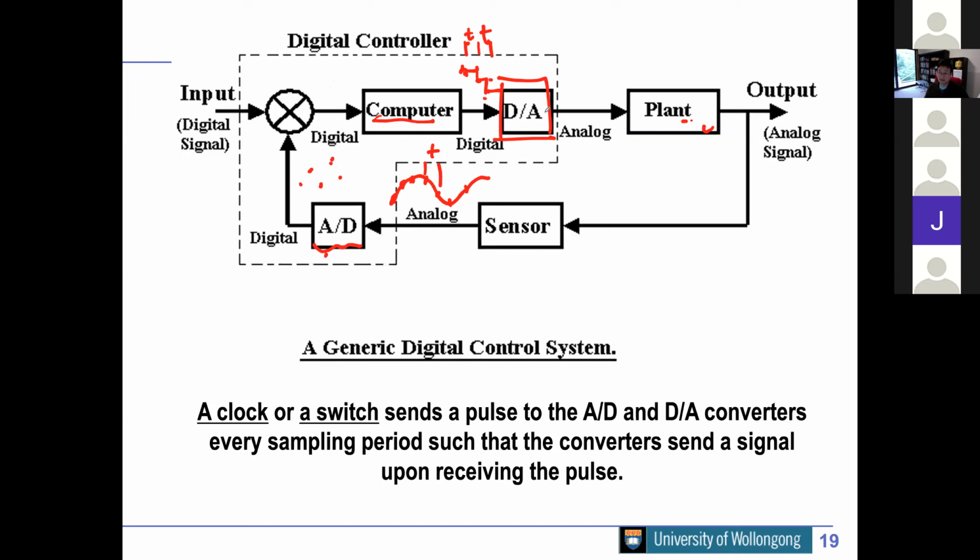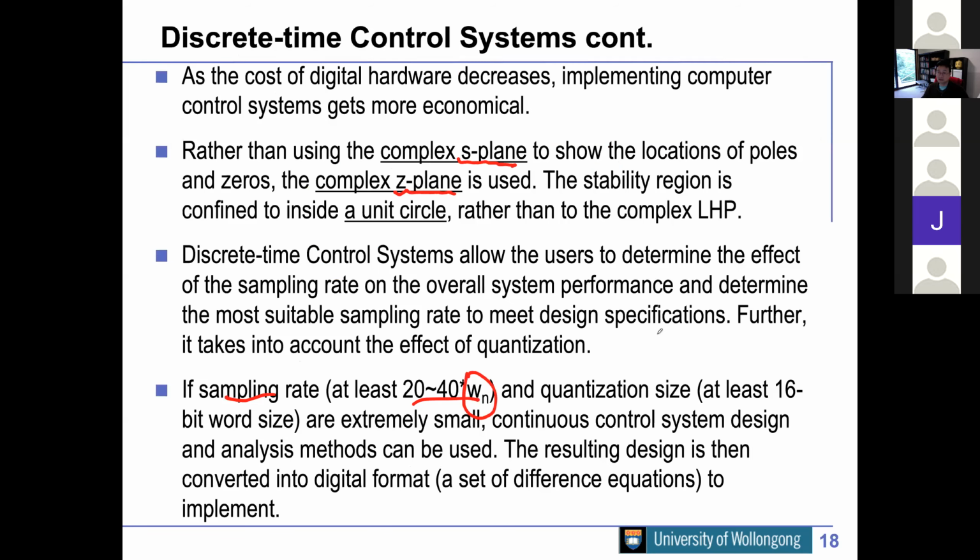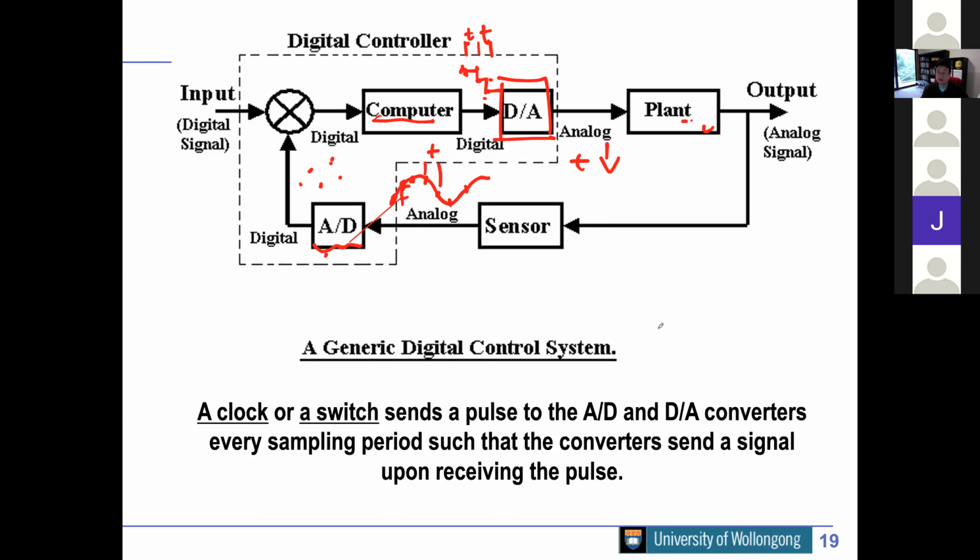So if your sampling time T is small enough, and the bits of your AD or DA are accurate enough, then your approximation of the actual signal is good enough, and you can just use normal control theory to control your system.